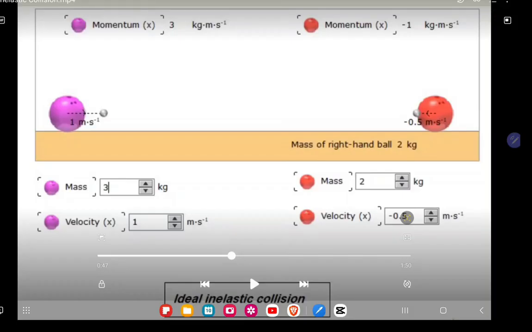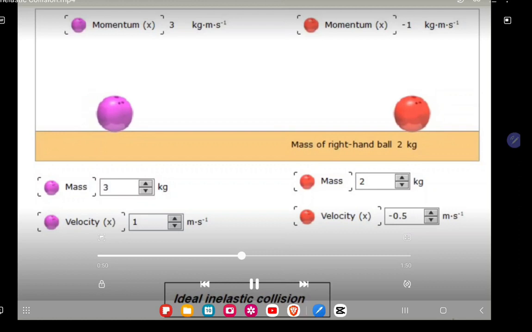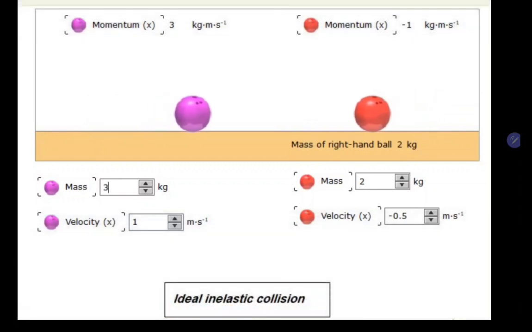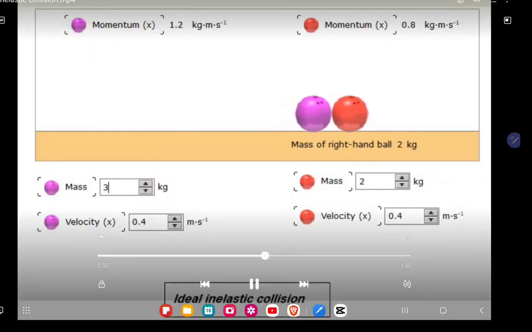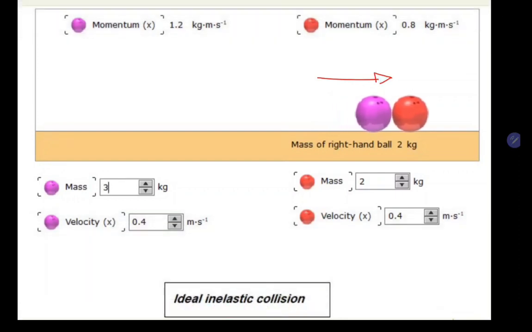Now in this model, we have two balls with different masses. The mass of this one is 3 kilograms, and the mass of this one is 2 kilograms. The velocity of this one is 1 meter per second, and the velocity of this one is minus 0.5 meter per second. Look at what's going to happen here. After the collision, both balls will move in the direction of the one with the larger momentum.